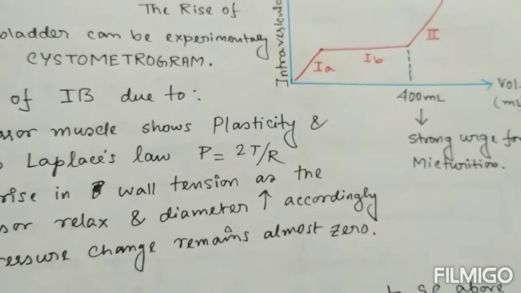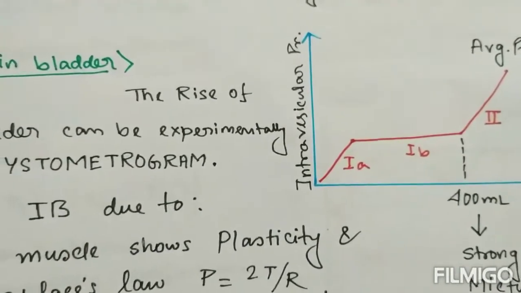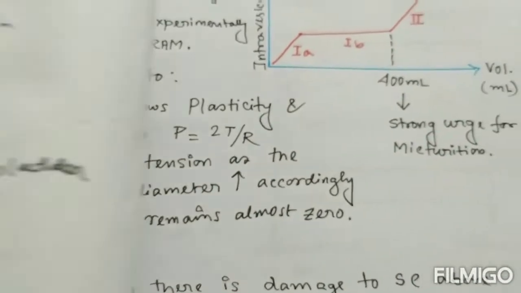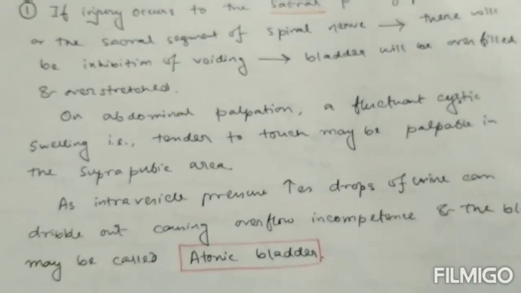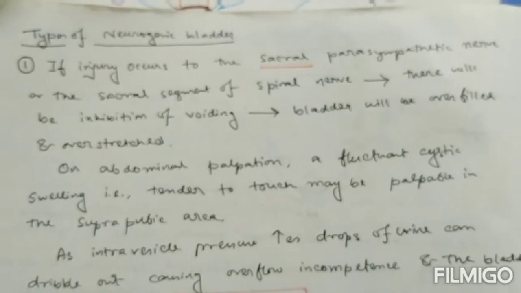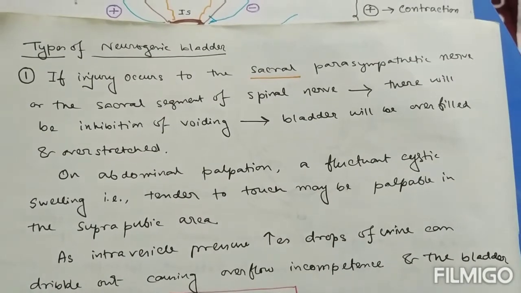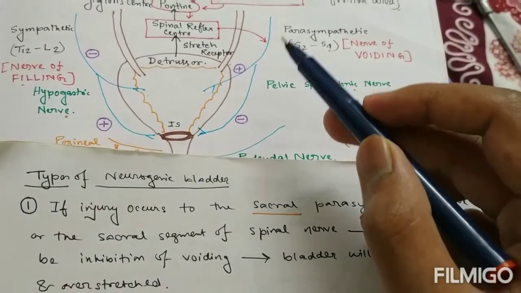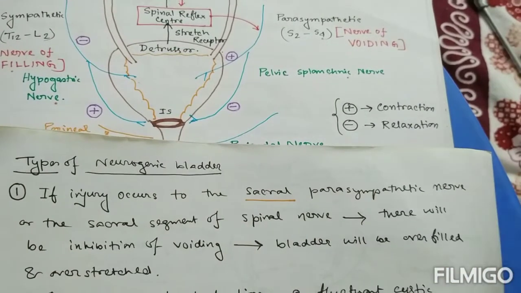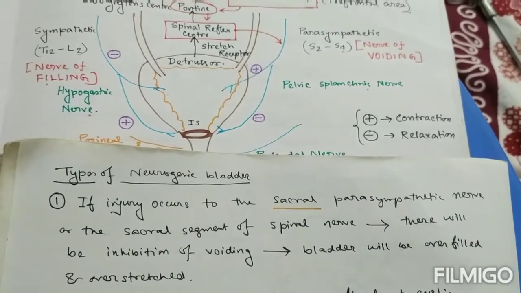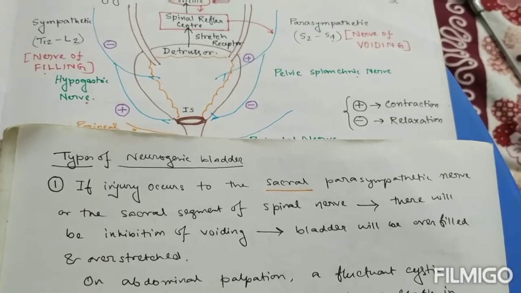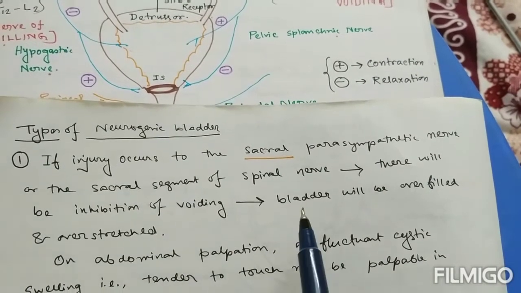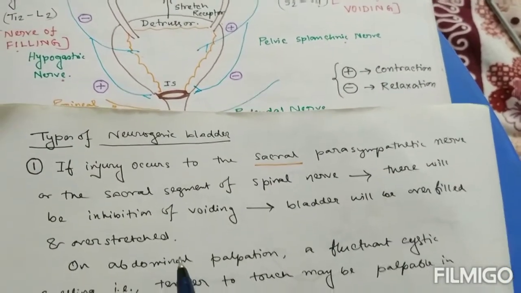Now coming to some pathological conditions, this type of bladder is called neurogenic bladder. First we look at a condition where there is an injury to the sacral parasympathetic nerve fibers. We know that parasympathetic is the nerve of voiding. When these nerve fibers are injured, the sympathetic will take the upper hand, and as a result there will be inhibition of voiding. The bladder will be overfilled and overstretched.